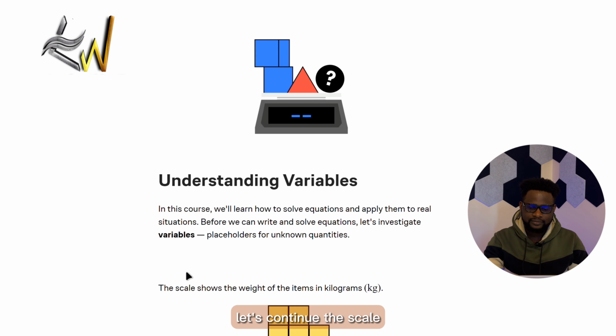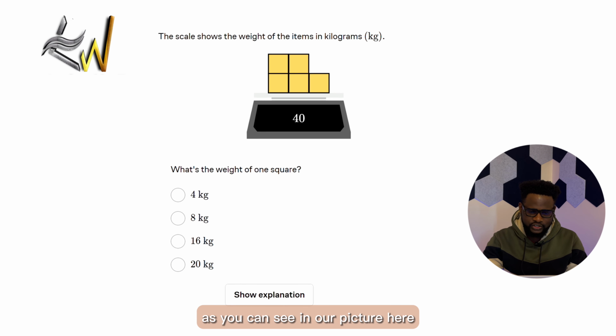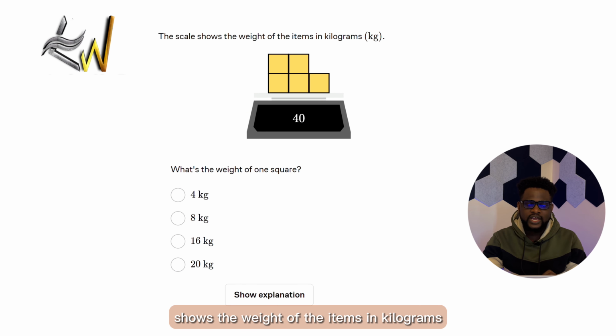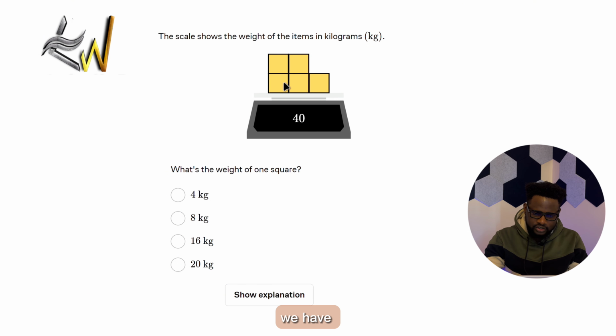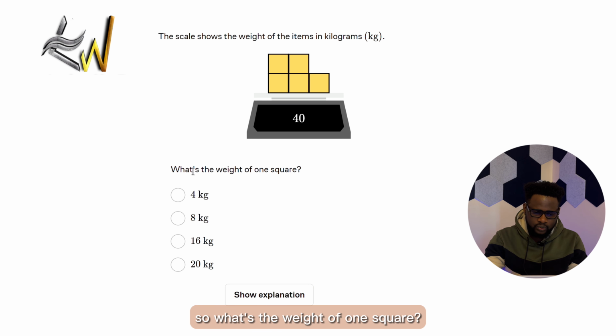Let's continue. The scale, as you can see in our picture here, shows the weight of the items in kilograms, that is kg. How many items do we have here? We have 1, 2, 3, 4, 5 items. All 5 items together weigh 40 kg. So what's the weight of 1 square?